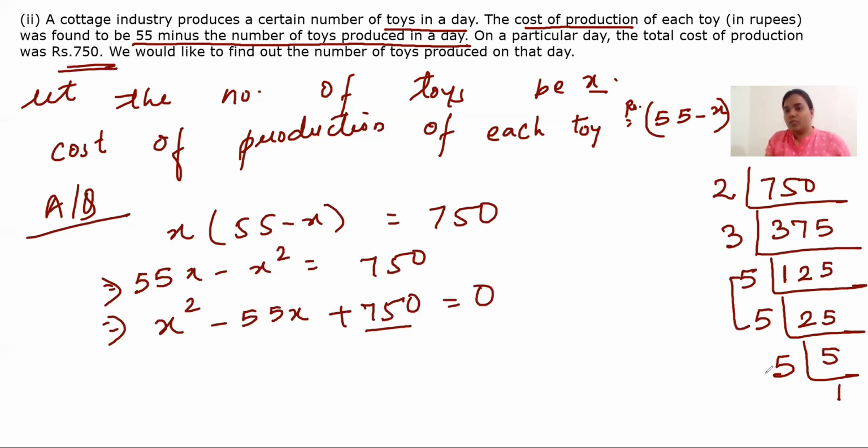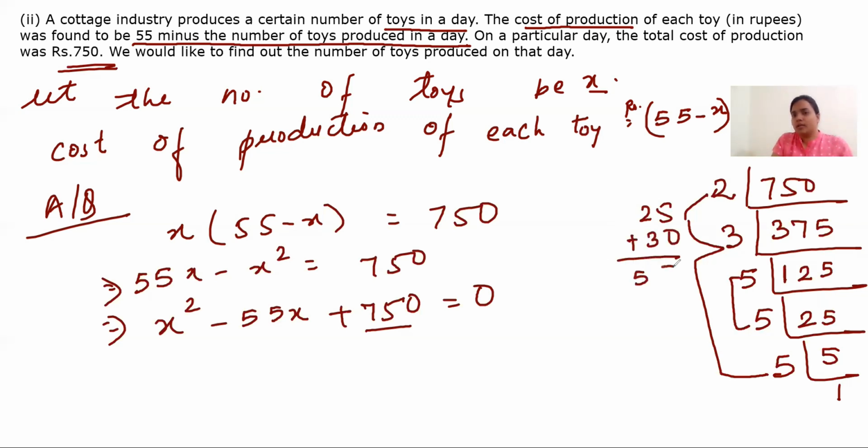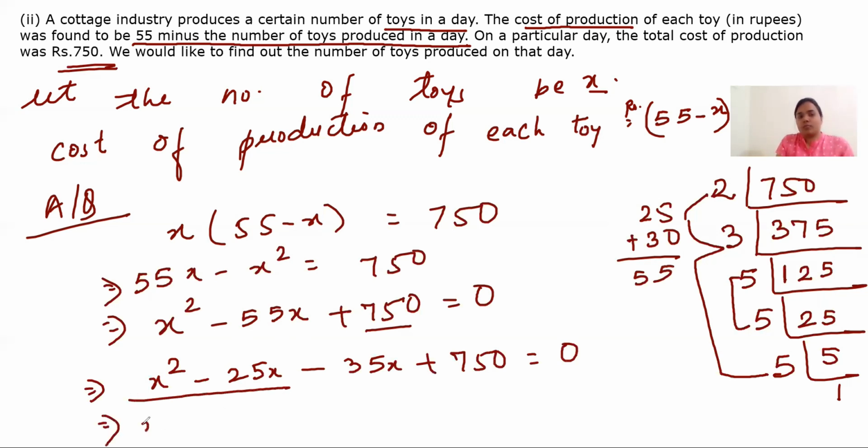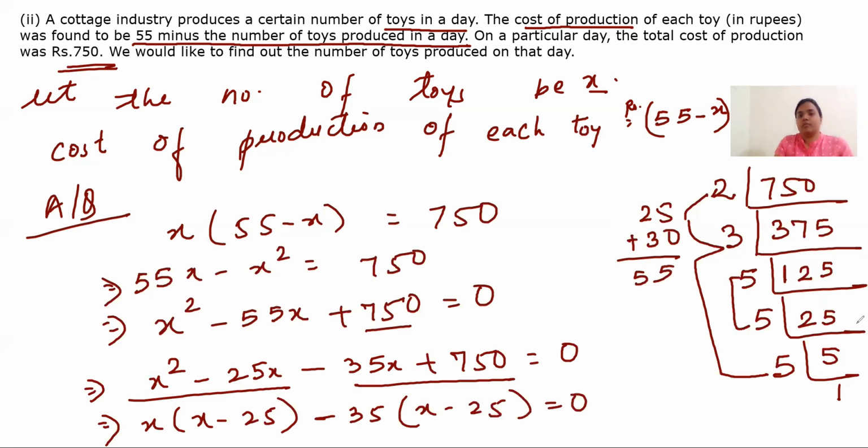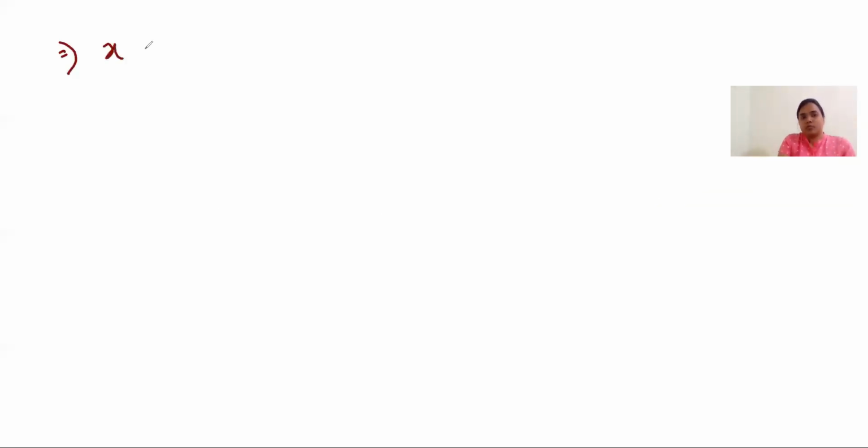5 5s are 25, 5 3s are 15, 2 15s are 30. So just check, are we getting it? 25 and 30, if we add, we will get 55. This 55 is negative, so we will write both the numbers in negative. x square minus 25x minus 30x plus 750 is equal to 0. We will take x common out of the first two terms, x minus 25, and out of the other two I'll take 30 common, and I am left with x minus 25. x minus 25 is common in both, so x minus 25 into x minus 30 is equal to 0.